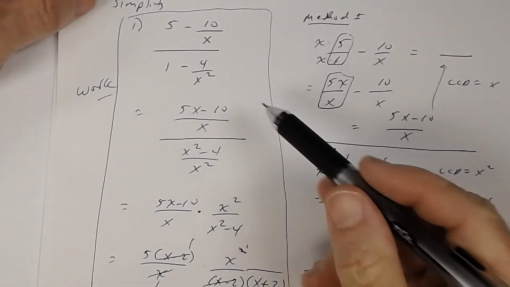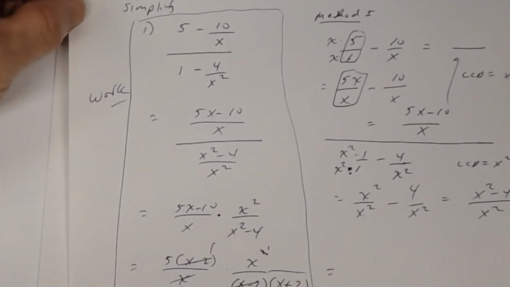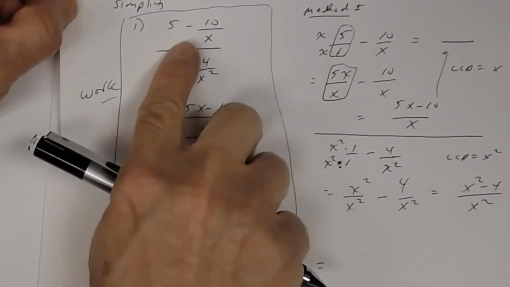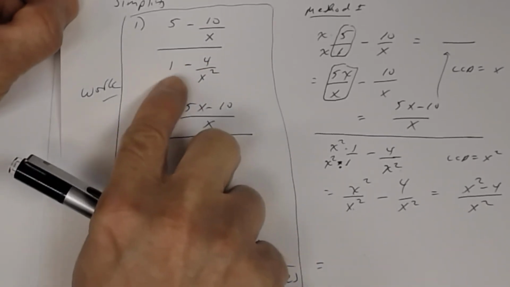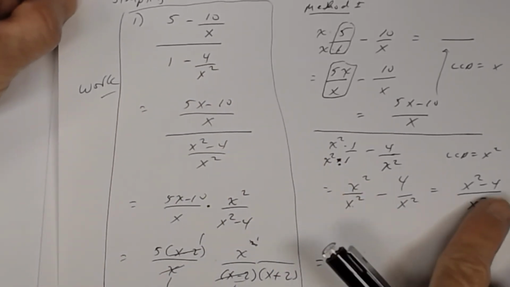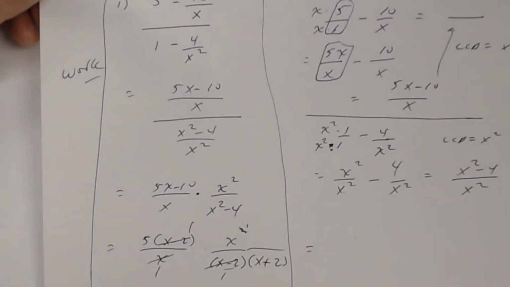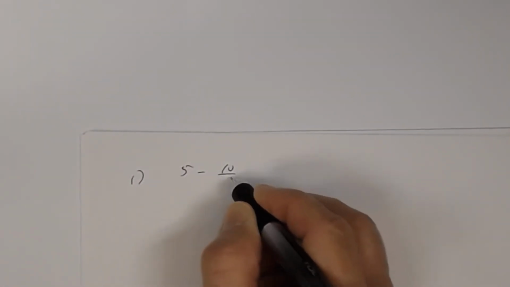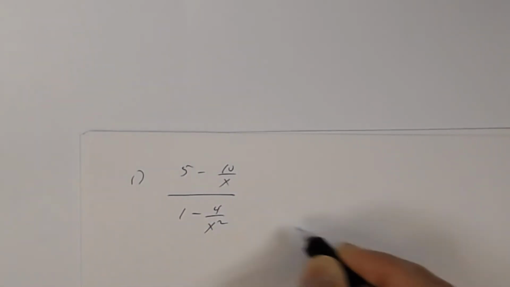Now I want to do number 1 again, but using method 2. I'm going to show you the difference between the two. So remember in method 1, you had to write these two fractions as one rational expression. In the denominator, you had two fractions you had to write as one rational expression. So let's see the difference between method 1 and method 2. We're going to do number 1 again. So we had 5 minus 10 divided by x, divided by 1 minus 4 divided by x squared.